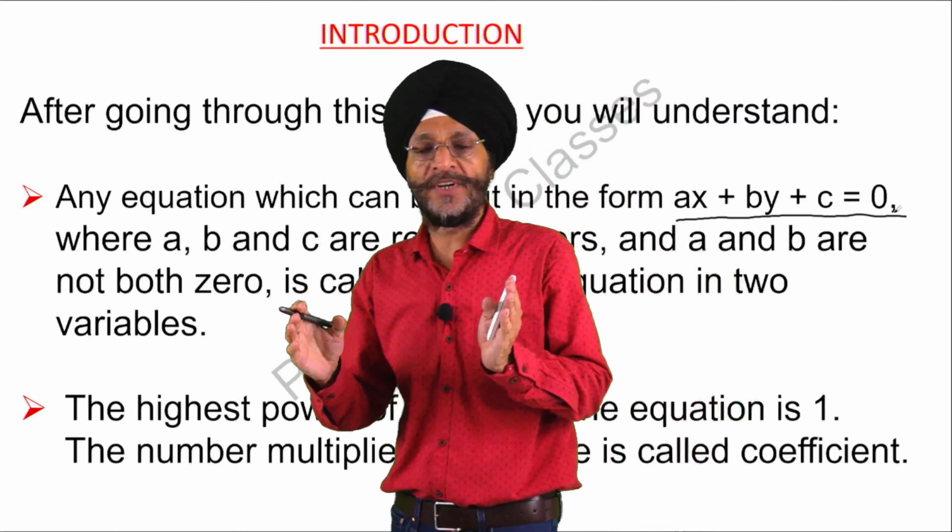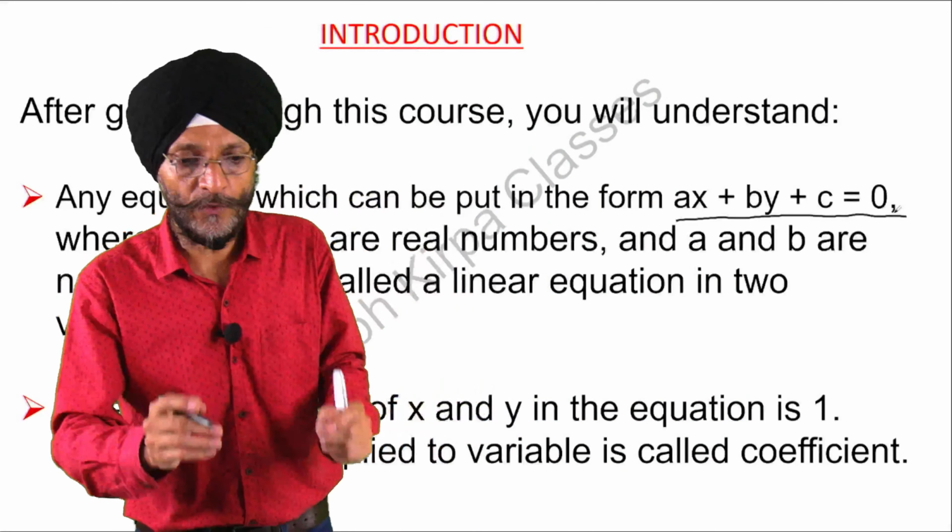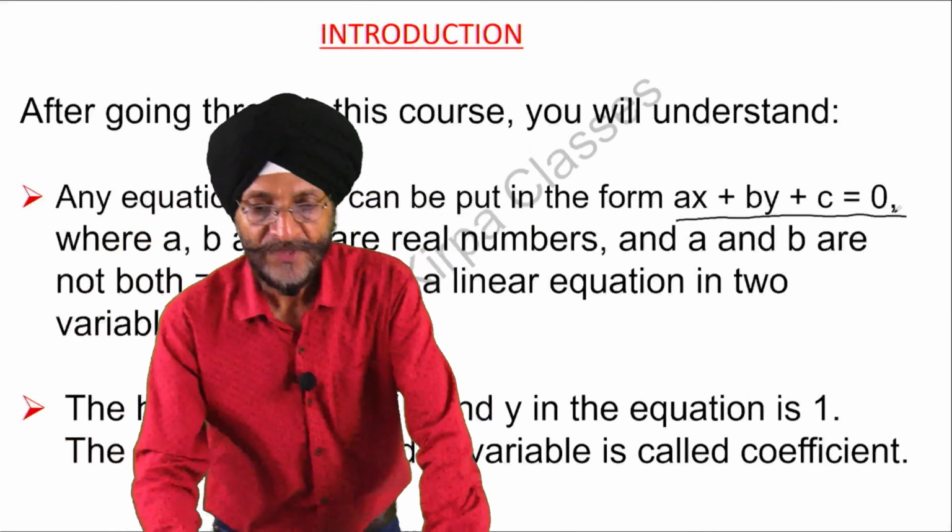Here it is also to be noted that the highest power of x and y is only 1. The number which is multiplied with the variable, that is x or y, here a and b, is called the coefficient. Here in this equation, a and b are coefficients and c is the constant. The geometrical or graphical representation of a linear equation in two variables is a straight line.